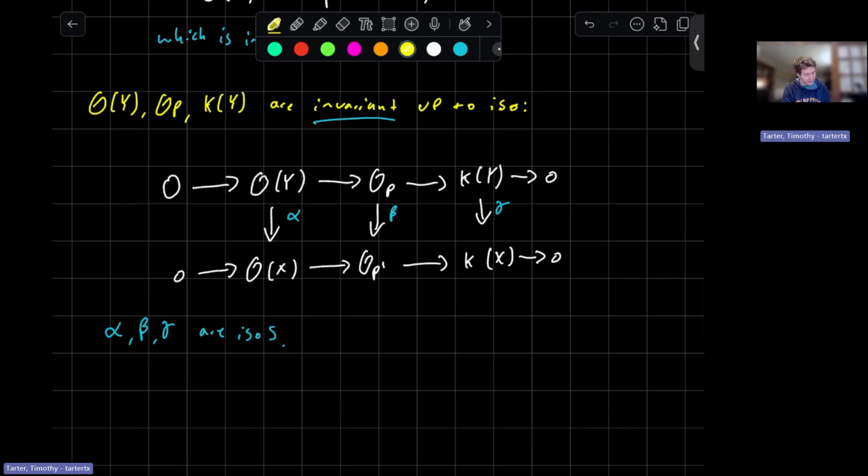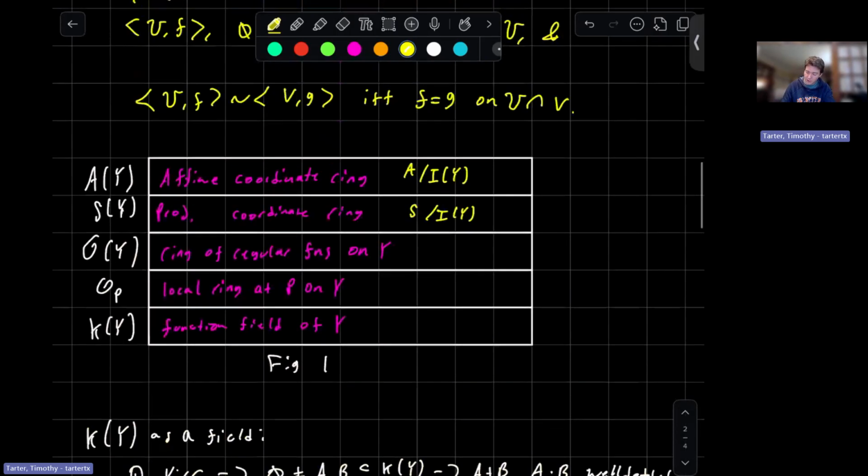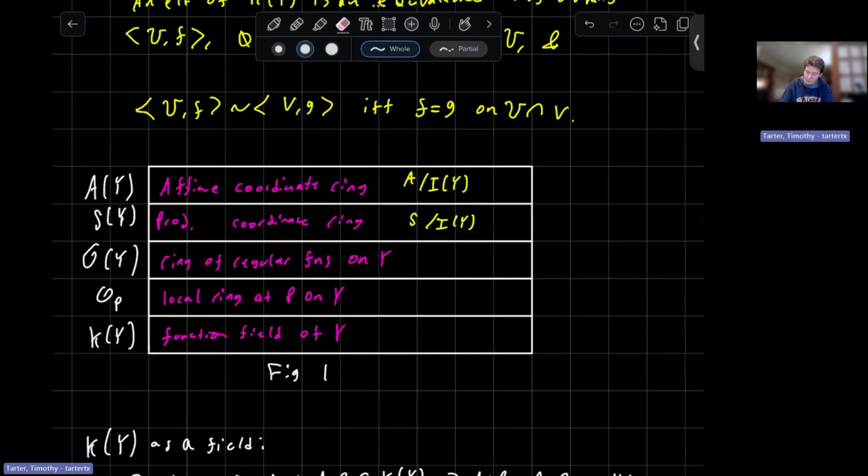So our next task is to relate O_Y, O_P, K_Y to the affine coordinate ring of an affine variety and the homogeneous coordinate ring S of Y, the projective variety. And that's making me realize this shouldn't be projective coordinate ring. It should be a homogeneous coordinate ring.